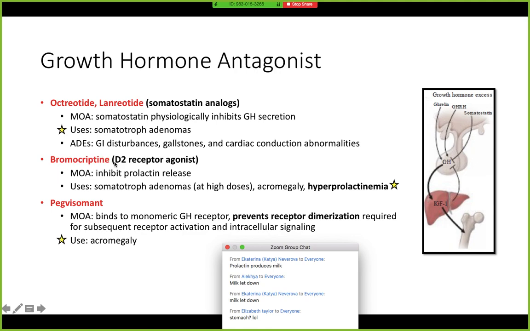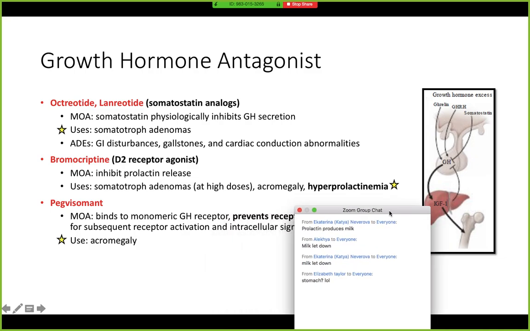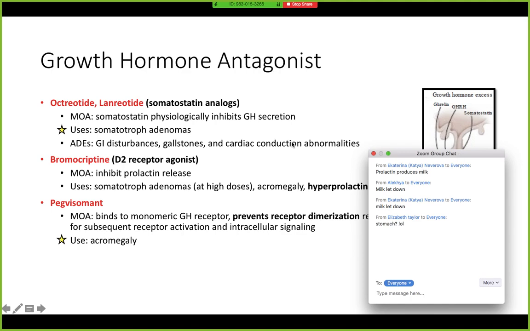Bromocriptine, this is a really important one. Bromocriptine is a D2 receptor agonist, and it's going to inhibit prolactin release. So what is the physiologic relationship between dopamine and prolactin? Dopamine inhibits prolactin. So if you increase dopamine, you're going to see inhibition of prolactin, whereas the other way around, if you have a decrease in dopamine, you're going to see an increase in prolactin.